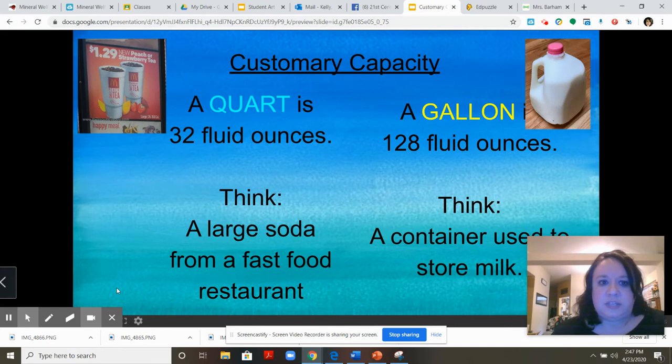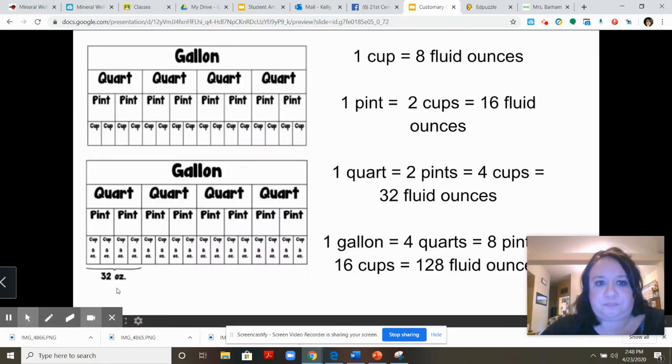Okay, a quart is 32 fluid ounces. So a quart is actually 4 cups and 2 pints. So in this case, you're thinking of a large soda from McDonald's or something, like a large drink from a fast food restaurant. And then a gallon is 128 fluid ounces. It is actually 4 quarts. So this is when you think of a gallon of milk like you get from the grocery store.